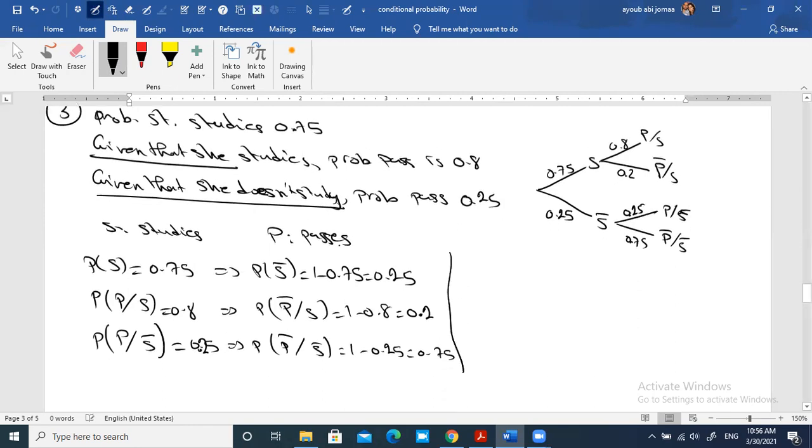طيب اول سؤال، find the probability that she will study and pass. Probability study and pass، يعني بده probability لمين؟ Study S, pass P, and يعني intersection.